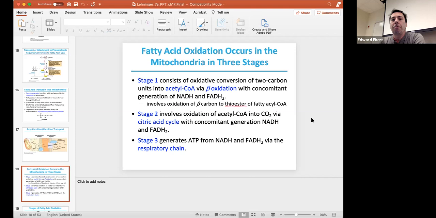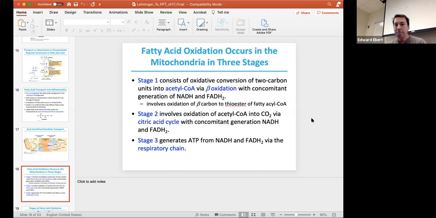Fatty acid oxidation occurs in the mitochondria in 3 stages. The first stage is creating our 2-carbon units into acetyl-CoA. We're going to use a beta oxidation process, and we're also going to generate NADH and FADH2. We're essentially going to oxidize the beta carbon to a thioester of the fatty acyl-CoA.